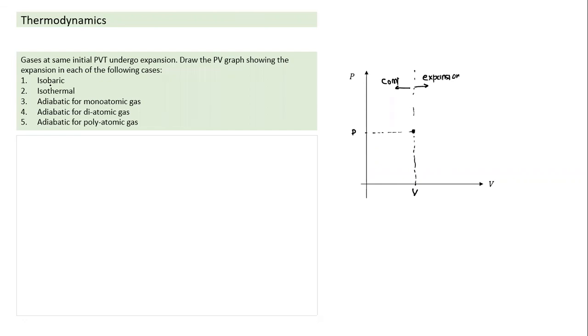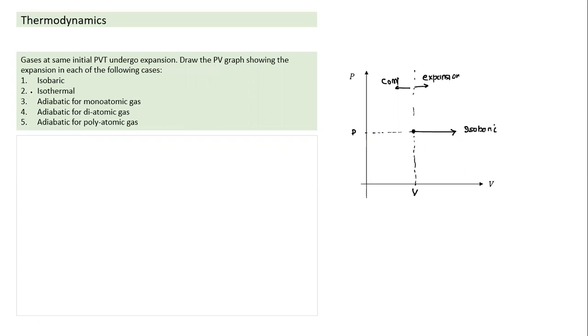Now, if I carry out isobaric expansion, can I easily plot what isobaric expansion would look like here? Isobaric, P has to remain the same. So if I have to draw that shape, this is the isobaric expansion curve. If I draw a curve like this, this is isobaric expansion. And we can easily understand why.